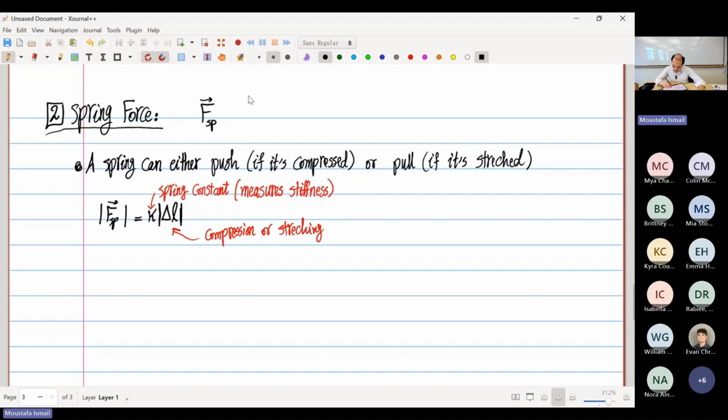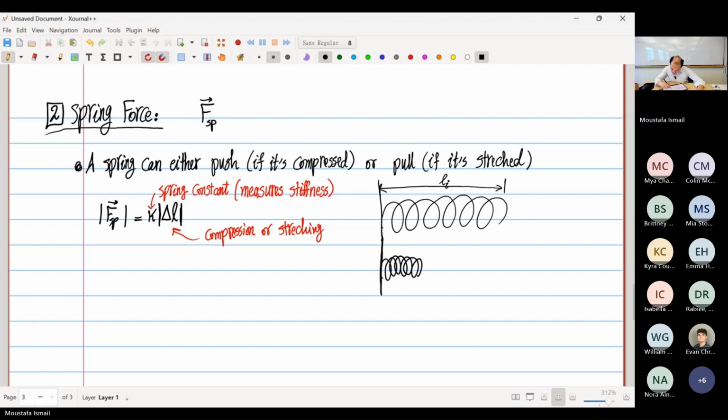Okay, this is easy to understand if we draw a picture. So let's say we have the spring here, uncompressed, unstretched. This is just the natural length of the spring. Let's say it's L naught, or let's call it L initial, just to be consistent with the notation we used for velocities and stuff. Then let's compress the spring.